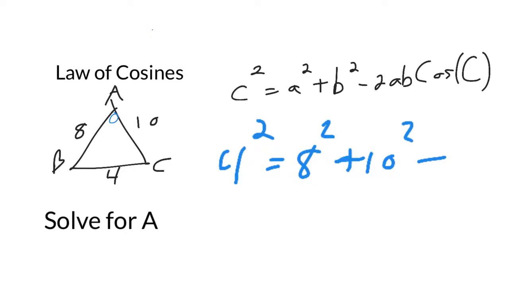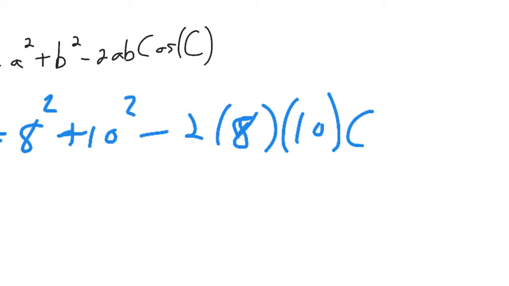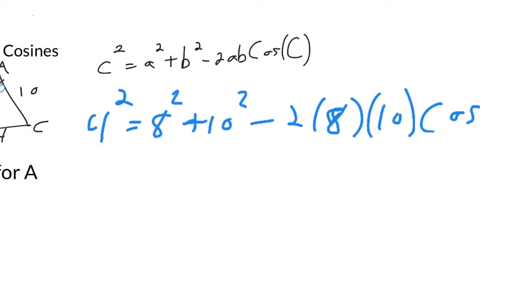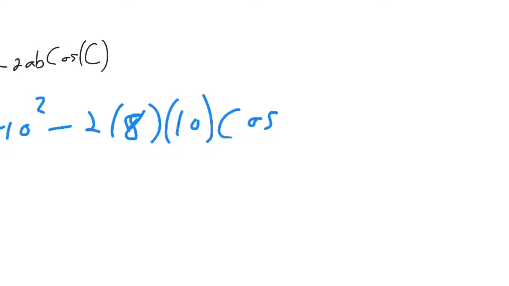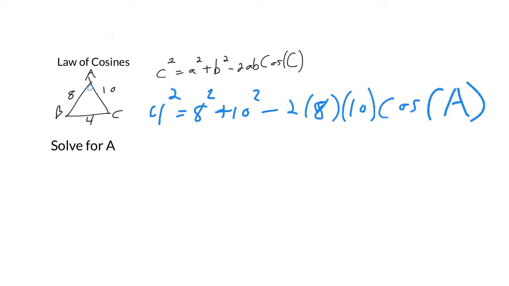Then it's supposed to subtract 2 times A times B. So 2 times 8 times 10. And then it's times cosine of angle C. And in this case, the angle we're working with is A. So you can put a capital C there, capital A there, whatever you want. But that's the angle we're trying to solve for.